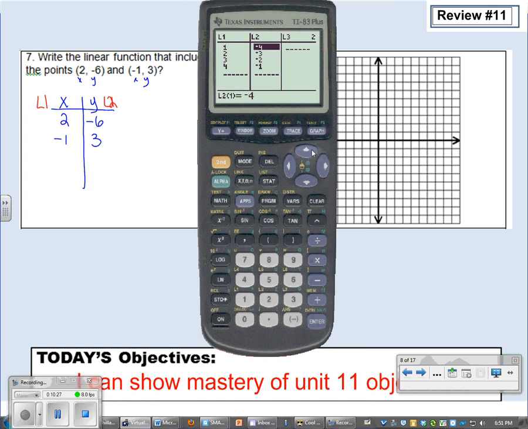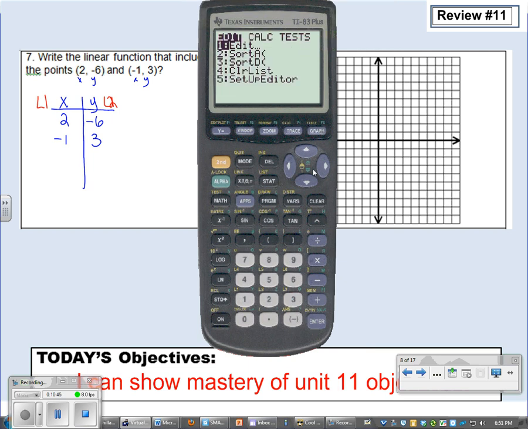We're going to edit L1 and L2. We need to clear out. So that is up arrow, clear, press enter. L1 we put in 2 and -1. L2 we're putting in -6 and +3.